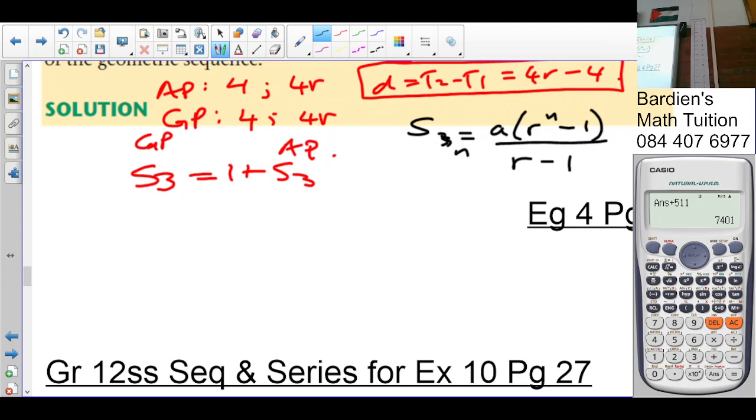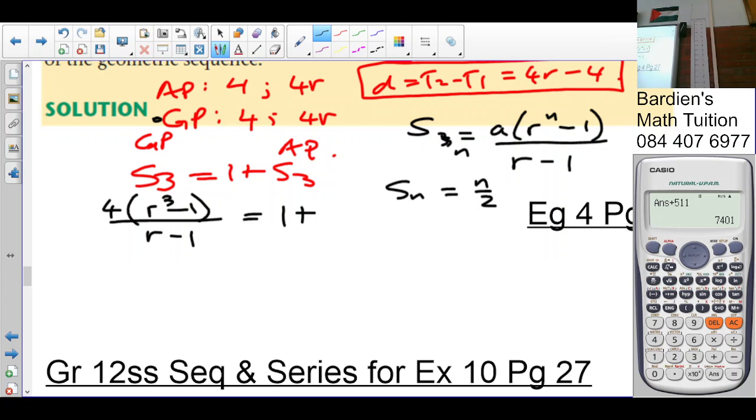With that information that we can draw from the GP here, your a value is 4, so S3 is 4 times (r to the exponent 3 minus 1) over r minus 1, equals 1 plus. Now the sum of the arithmetic progression is going to be n over 2 into 2a plus (n minus 1)d. But now you're going to ask a question, why didn't I use a plus l? The reason for that is because I don't have my last term there.